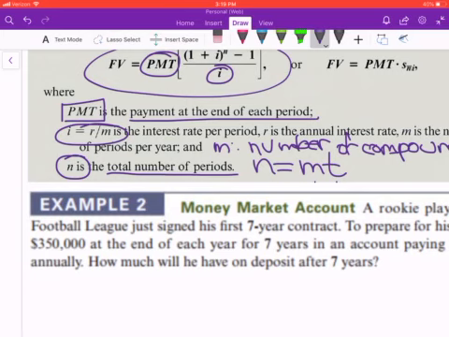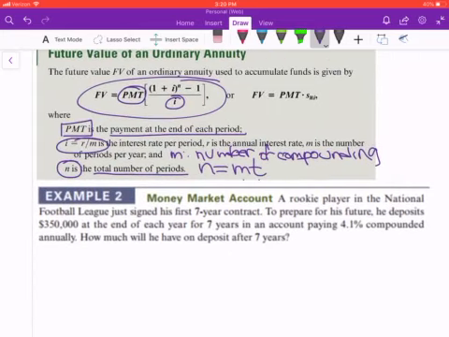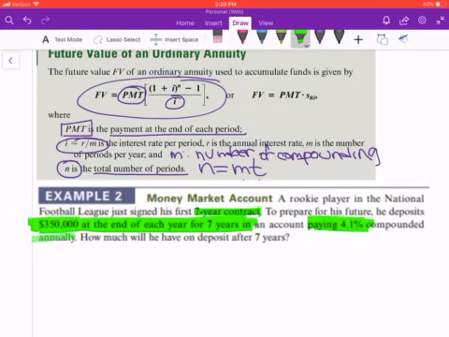So now we're going to move on to our second problem here. We have a money market account, and we have a football player who just signed his first contract, and this is a 7-year contract. To prepare for his future, he wants to deposit this much at the end of each of the 7 years, in an account that will be paying 4.1% compounded annually.